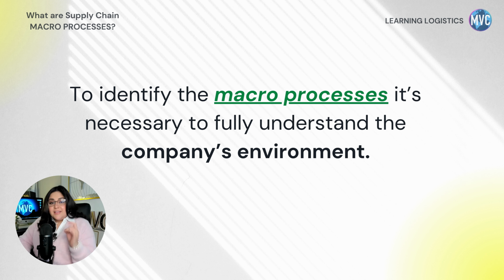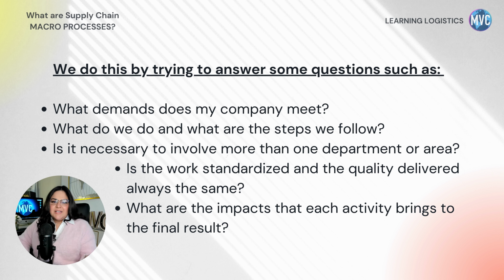So how do we do this? We do this by trying to answer some questions, such as: what demand does my company need? What do we do and what steps do we follow? Is it necessary to involve more than one department or area in trying to do a particular activity? Is the work going to be standardized, and will the quality always be the same, delivered the same every single time? And what are the impacts that each activity will bring to the final result? When we start to find answers to these questions, that is when our company can really start to understand how interconnected we are and also the level of complexity in our processes.